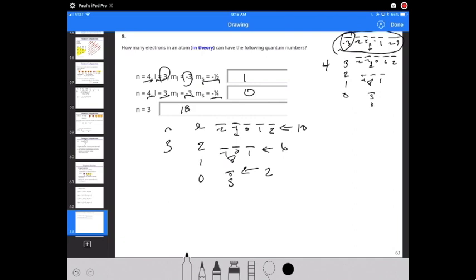Okay? What if you got something ridiculous like N is 5? You have L's that are what numbers possibly? 4 and 3 and 2 and 1 and 0. This is an S, right? This is a what? The 1. A P. What's the 2? What's the 3? What is the 4? It is a theoretical G.